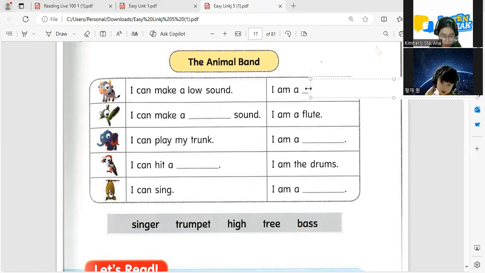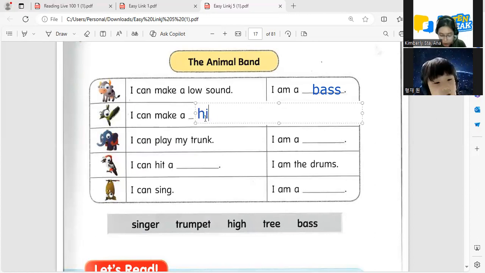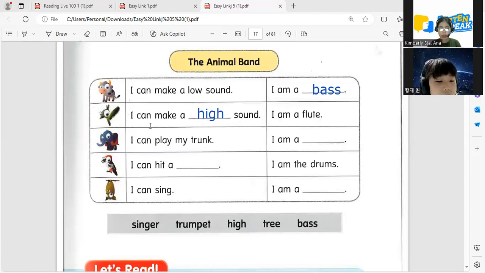How about the woodpecker? Oh no, the hummingbird. I can make a high sound. I can make a high sound. I am a flute. How about this one?